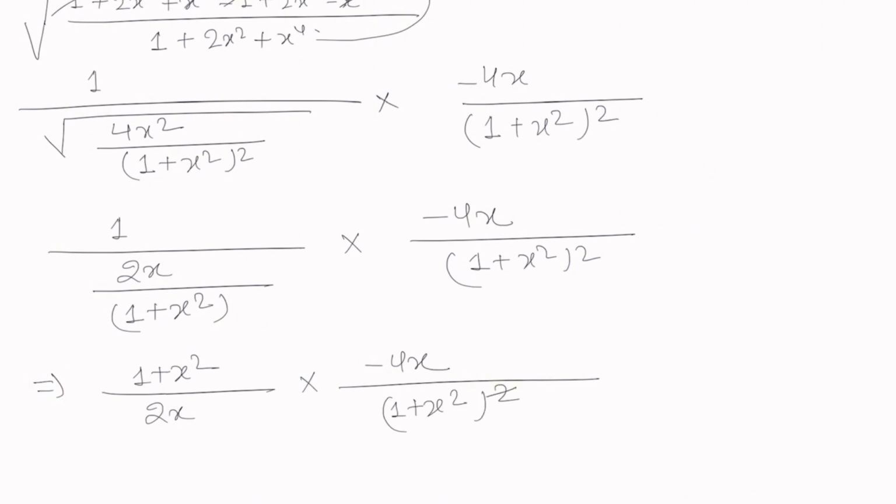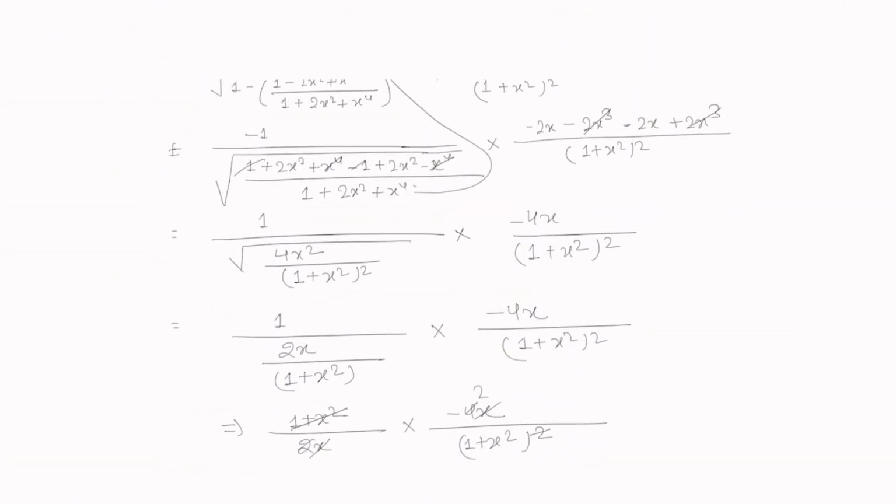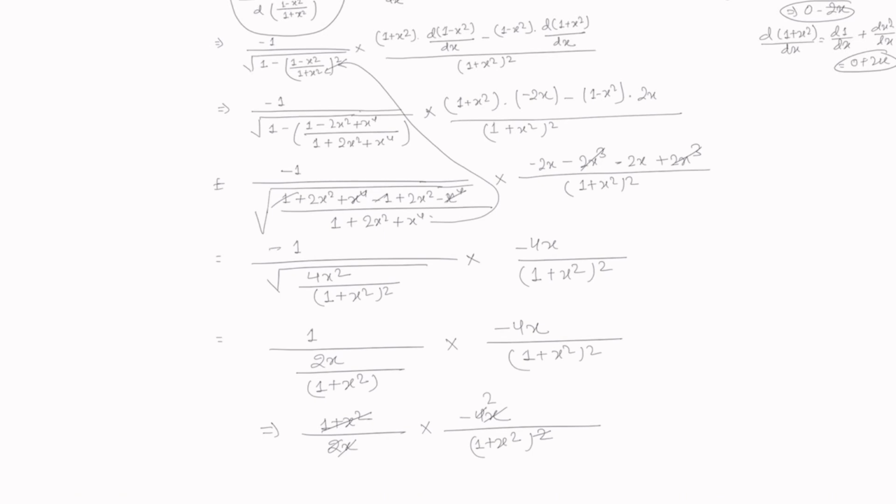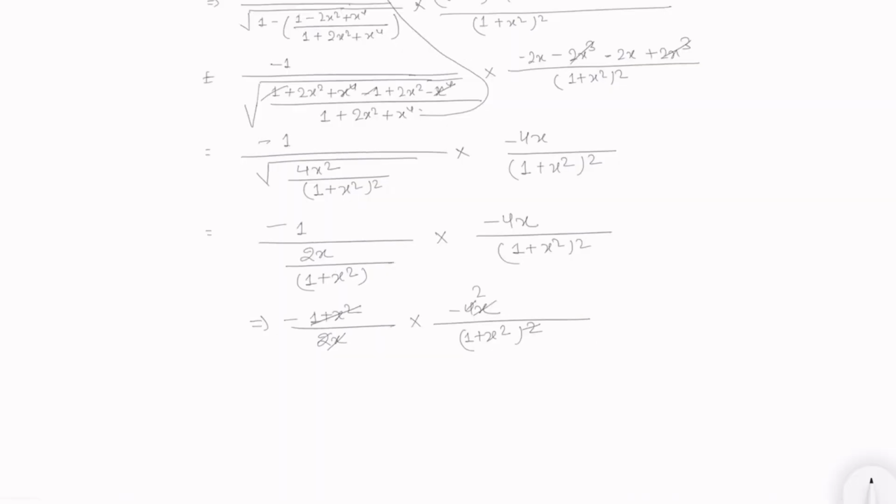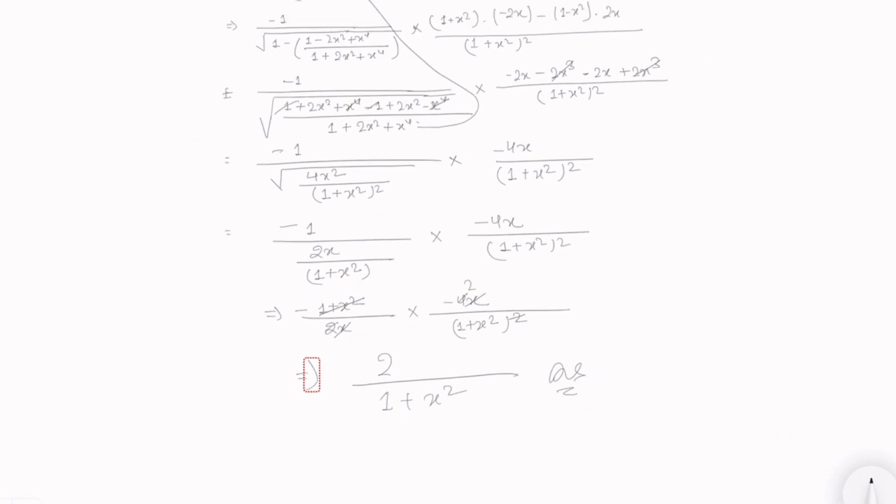From here these two and 2, so we will have 2x in the numerator. x and x get cancelled out, so minus 2, and here we have minus 1, so this minus and this minus make a plus. Finally we will have 2 upon 1 plus x square, and this is our final answer.